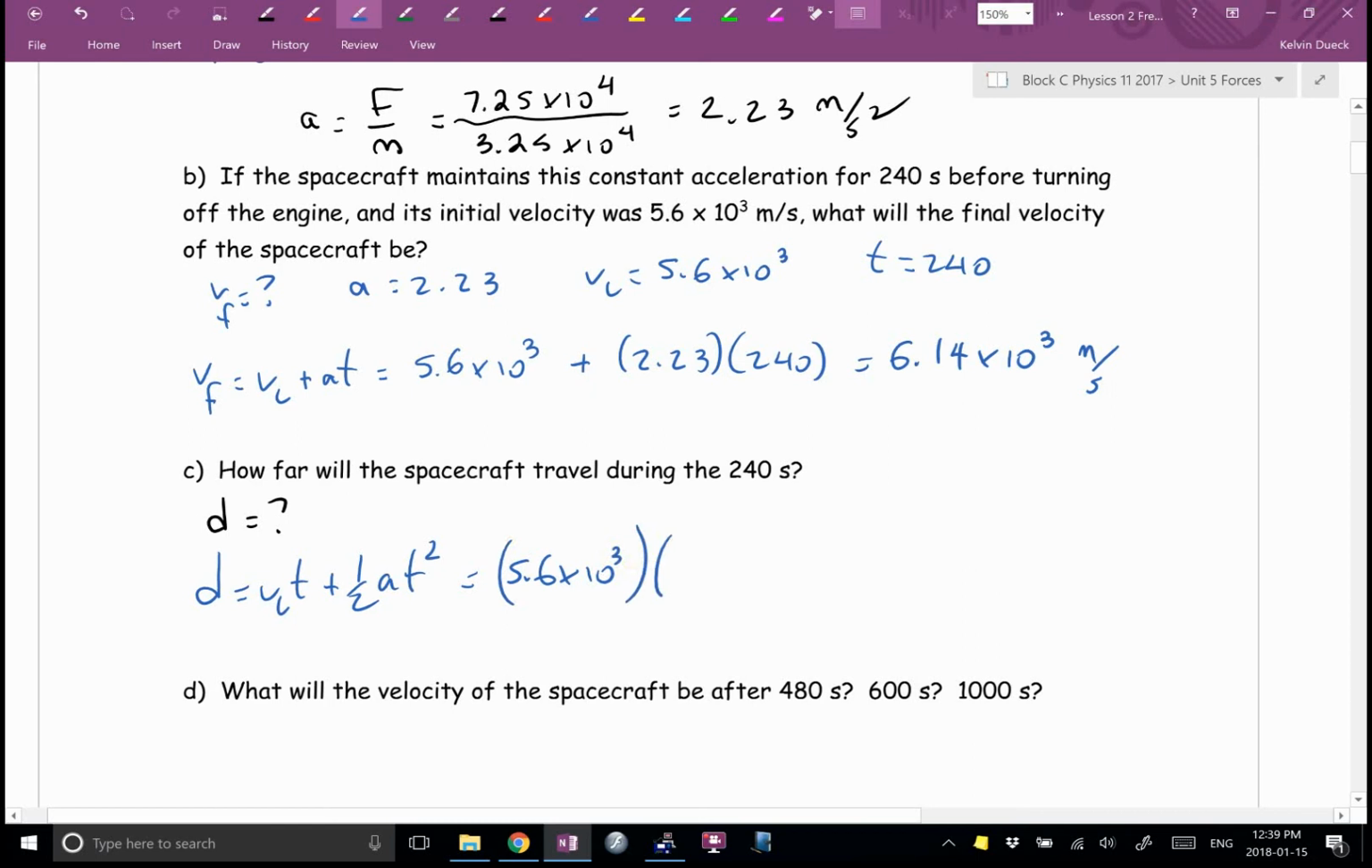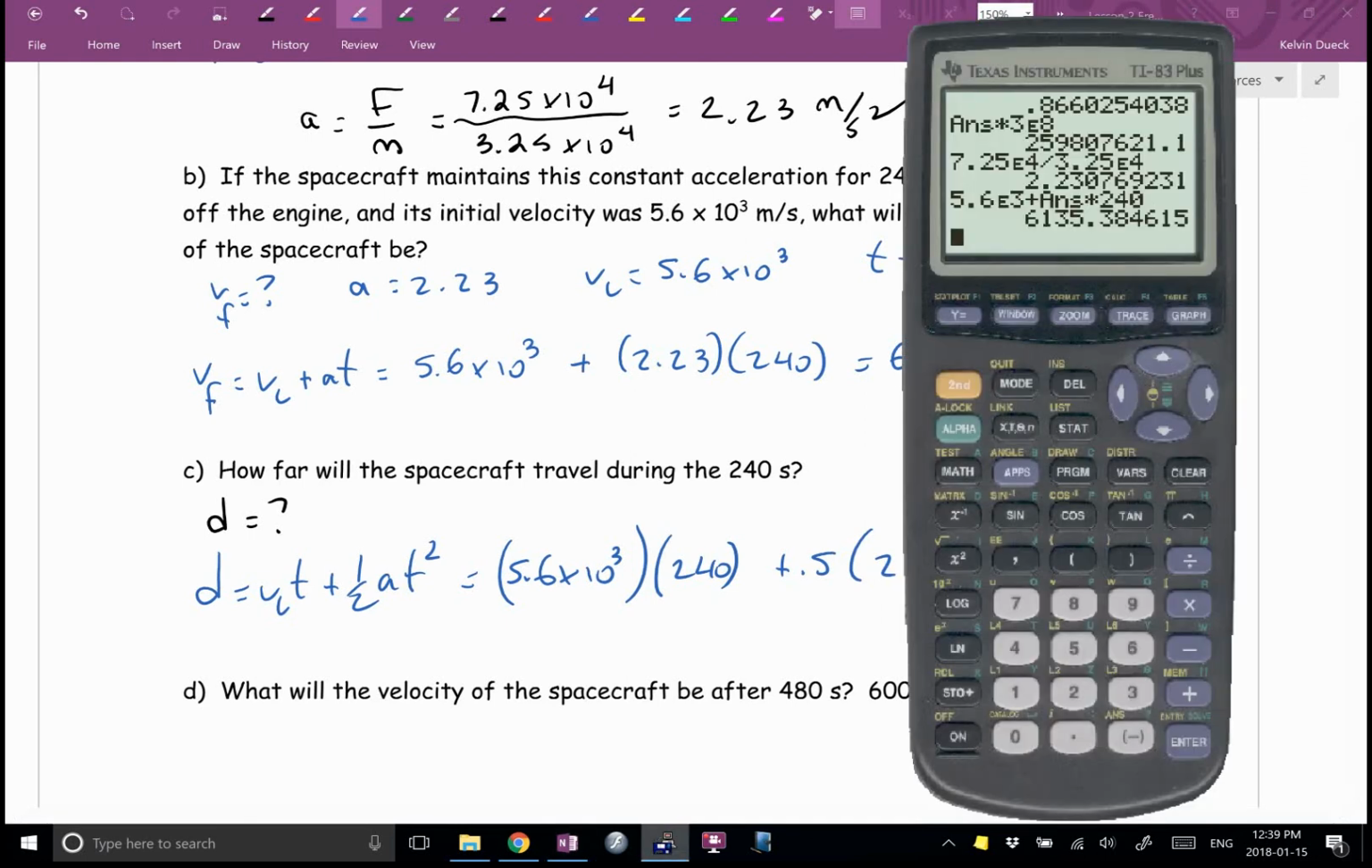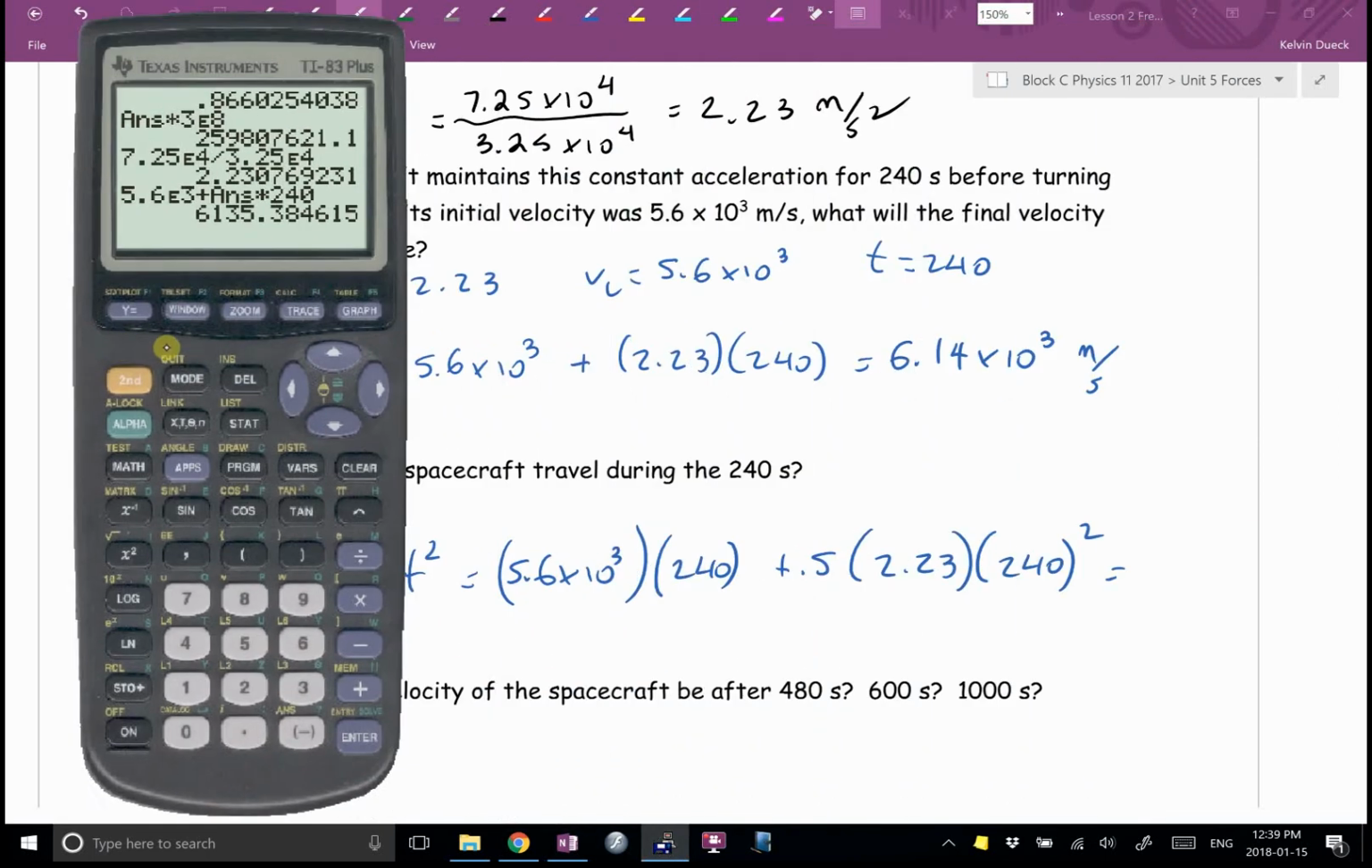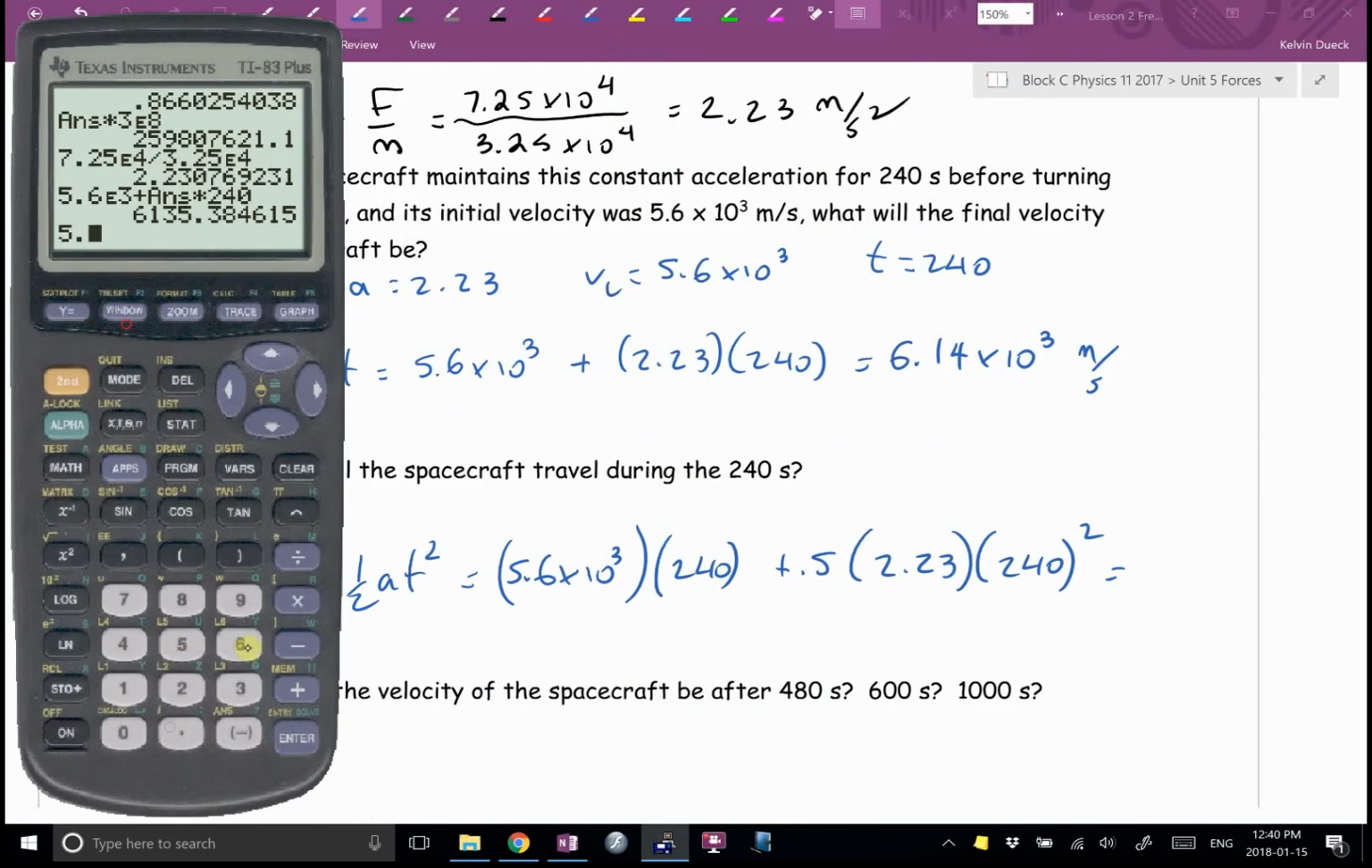T was 240, plus 0.5, 2.23, 240 squared. 5.6 scientific notation button, 3 times 240 plus a half mv squared. I typed that in right? I think so.